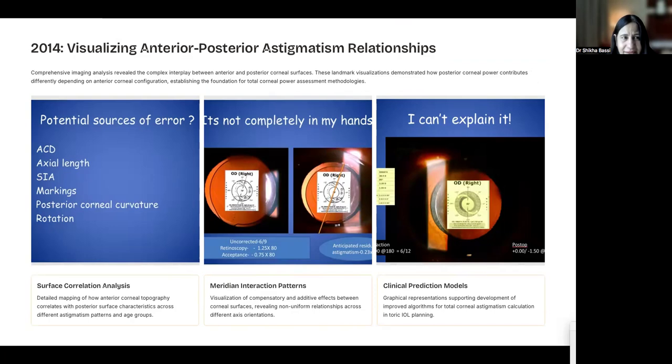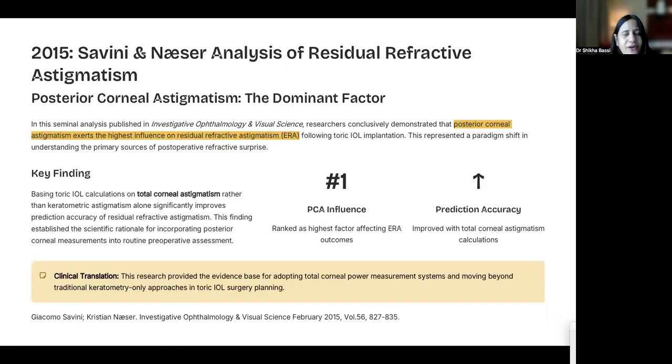I just want to share a slide from my 2014 cataract update at Shankar Nethralaya, the second cataract update, I think. At that time, I presented the results of toric IOLs, and then I did talk about the surprises. You can clearly see a few slides. These are 3 slides that are not in my hands. I can't explain it. And as I was making the PPT, I saw that in 2015, Savini et al. had answered why we were getting all those surprises, and the number 1 influence was the posterior corneal astigmatism.